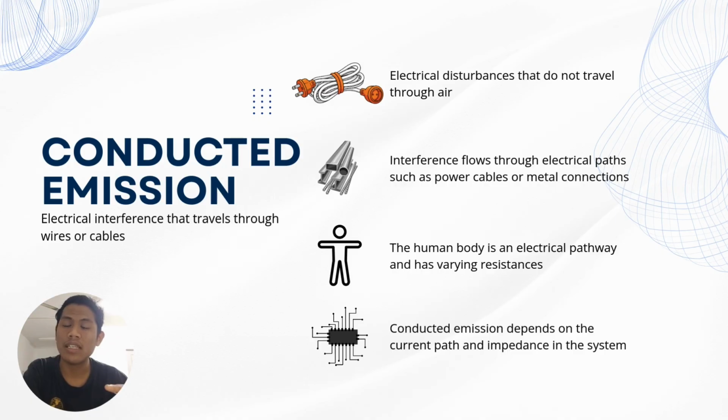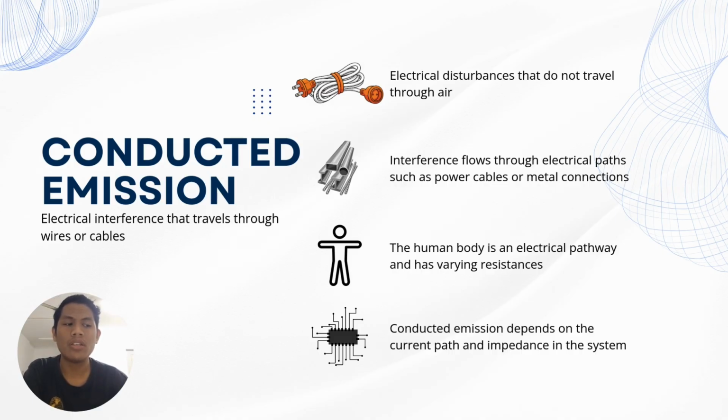Secondly, the interference flows through electrical parts such as power cables or metal connections. That's the point I said earlier: this will use the power cable and the metal connection. And thirdly, the human body is an electrical pathway and has a varying resistance.